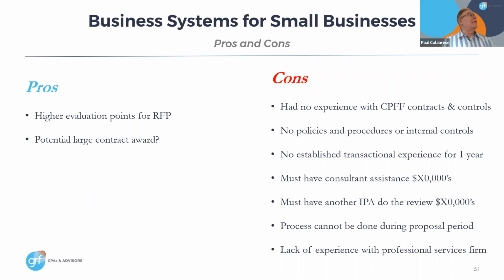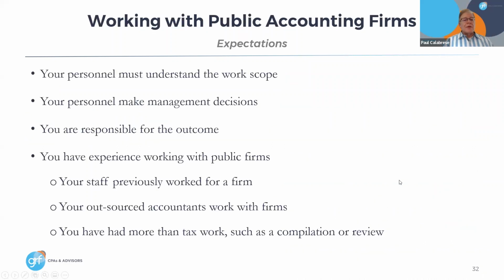Okay, let's go to the next slide. We'll try to wrap this up quickly. So when you work with a public accounting firm, if you haven't, you're going to see every time they do it, there's an engagement letter. And what they want is someone on your side that understands the work scope and what the expectations are. Management makes the decisions and you're ultimately responsible for the outcome. You would see this in a legal document engagement letter too. You would see that they're not responsible for the outcome. They're only here to help you. And as you begin to get experience with public accounting firms, your staff starts to work with them in some fashion or format.